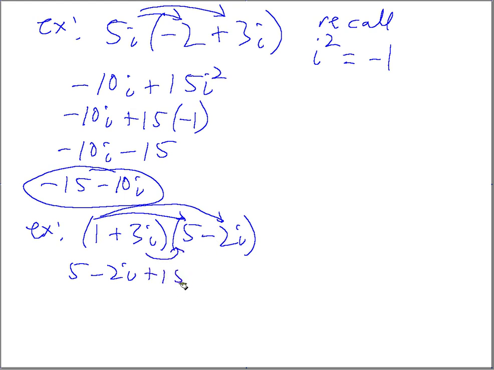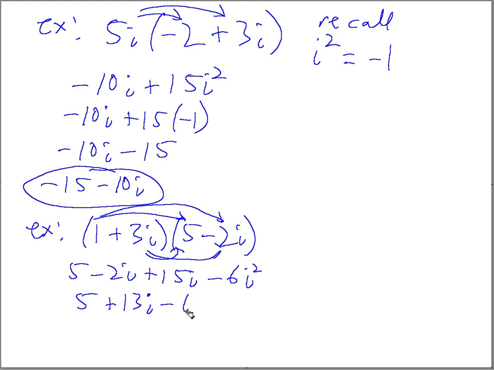15i. And the last one there is going to be positive times negative, which is negative, so negative 6, right? 3 and 2, i squared, because i times i is i squared. Again, i squared is negative 1, so we're going to replace this i squared with negative 1 and combine these like terms. So we're going to get 5, and negative 2i plus 15i is positive 13i.